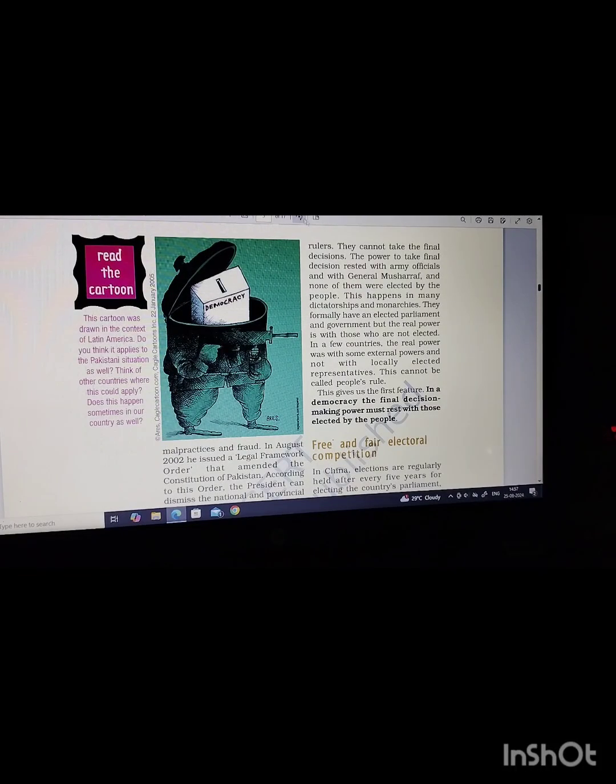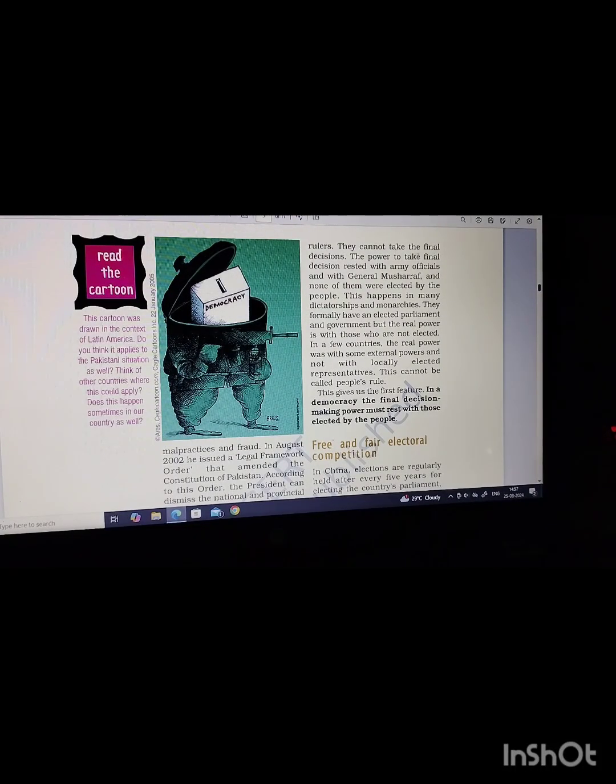Musharraf himself. Clearly, there are many reasons why Pakistan under General Musharraf should not be called a democracy, but let us focus on one of these. Can we say that the rulers are elected by the people in Pakistan? Not quite. People may have elected their representatives to the national and provincial assemblies, but those elected representatives were not really the rulers. They cannot take the final decisions.